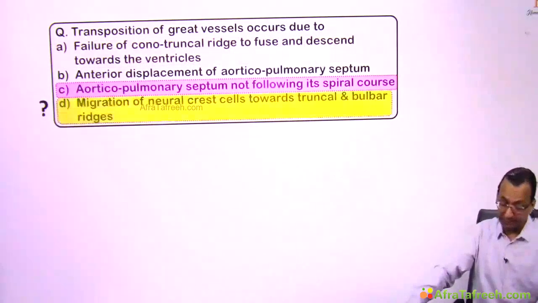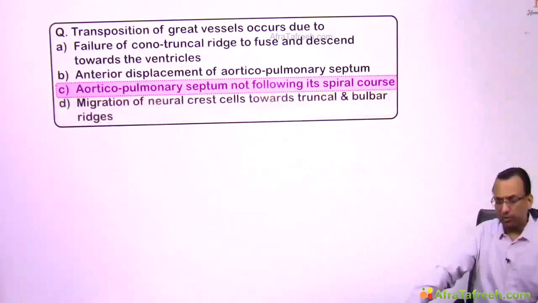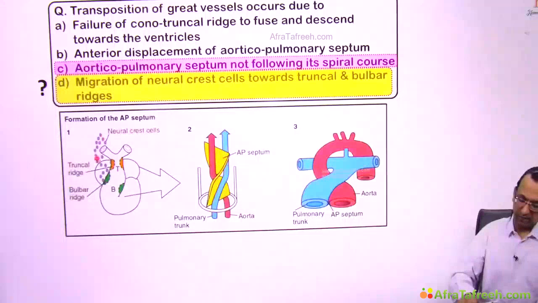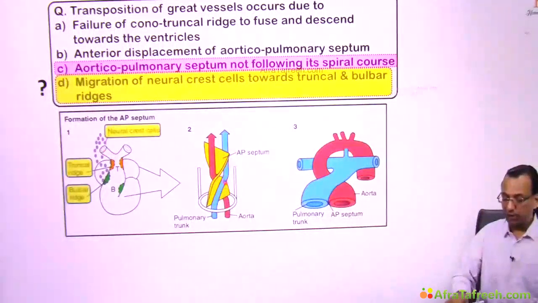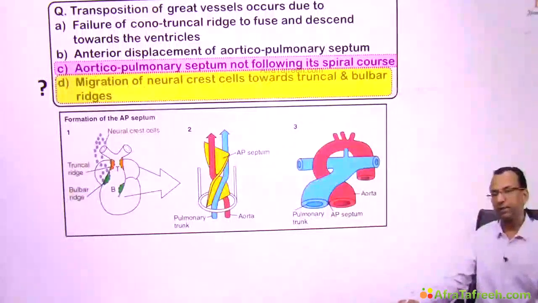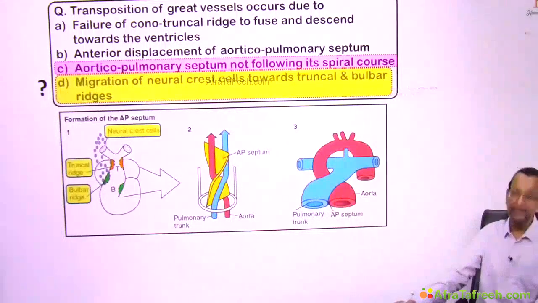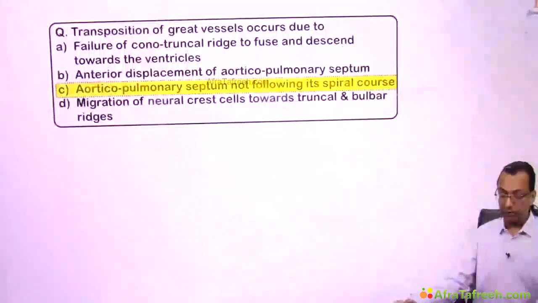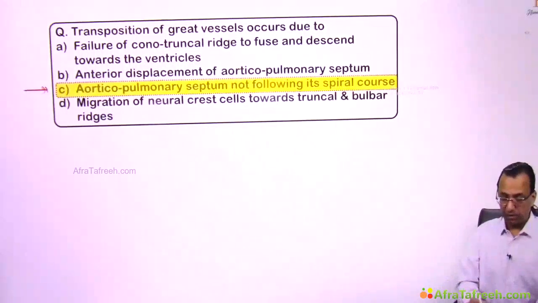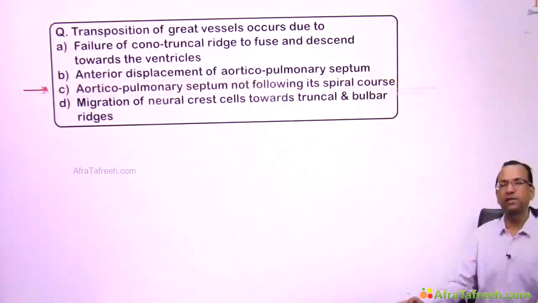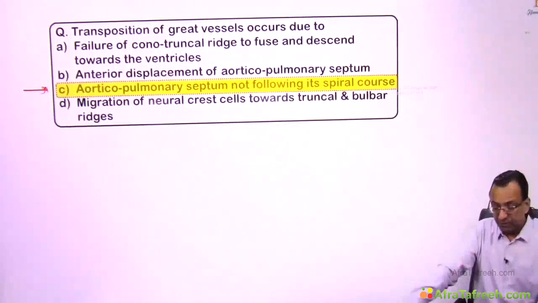And what about choice number D? Choice number D is something normal. Something normal means you have learned that neural crest cells would have come to the truncus arteriosus and formed the truncobulbar ridge to descend down towards the ventricle and form a spiral septum, which is called the AP septum. So it is okay. Yes, choice number D is okay, no problem there. But choice number C is a problem. So if we say choice number C is the problem, we'll keep that answer. Yes, you have to keep that answer. Transposition of great vessels. Yes, transposition of great vessels.